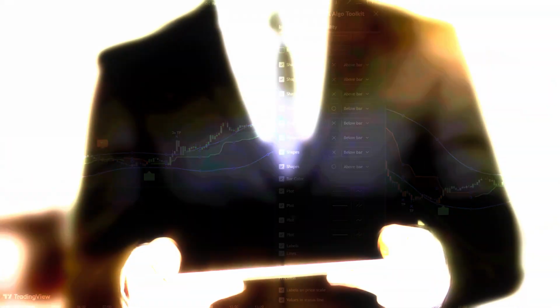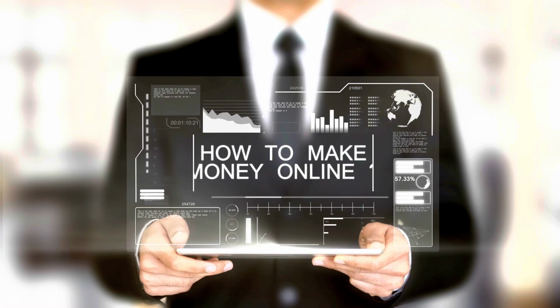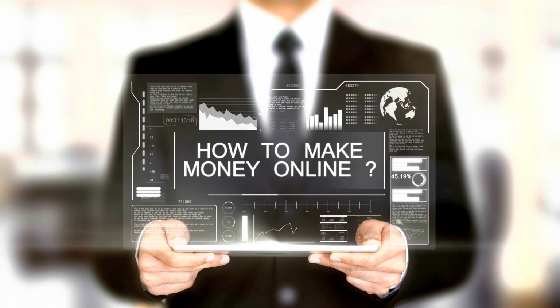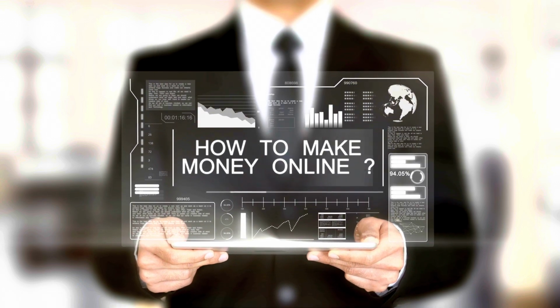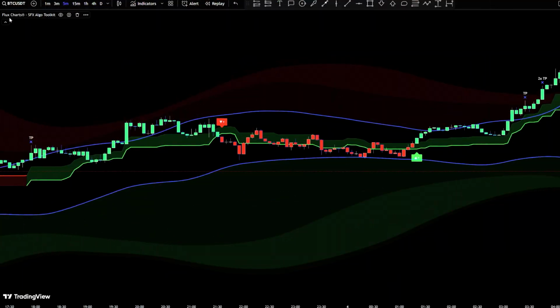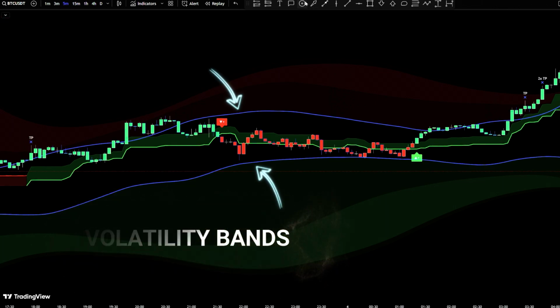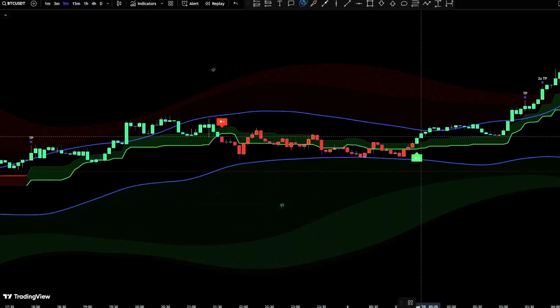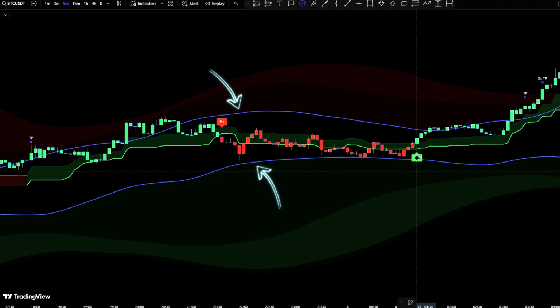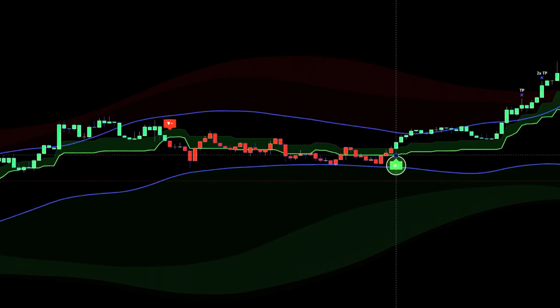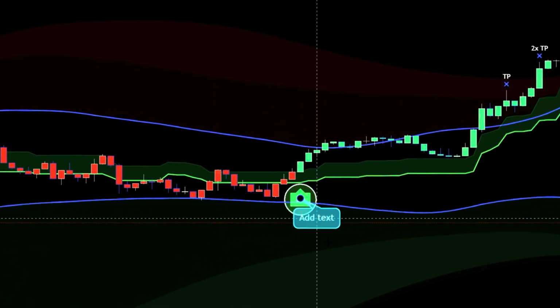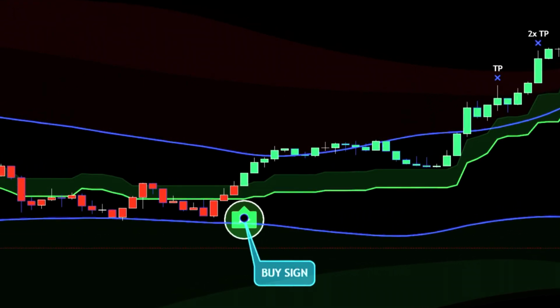Want to see how this plays out in real trades? So let's keep it rolling with how this works in real trades, because that's what you're watching for, right? On the screen you're seeing a chart with two lines, the upper volatility band and the lower volatility band. These bands are your guideposts, showing where the price might stretch or pull back. Now, pay close attention here. We're not jumping into a trade the second the indicator flashes a buy or sell signal. Instead, we're playing it smart.